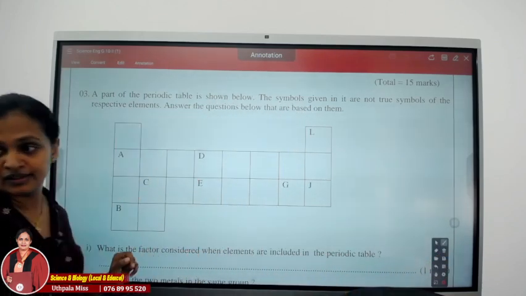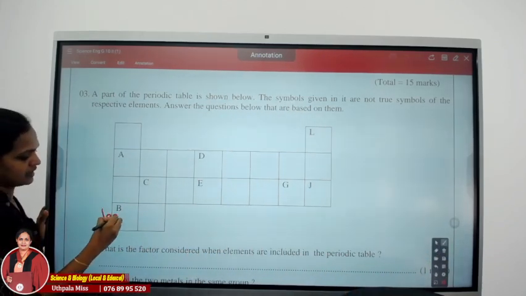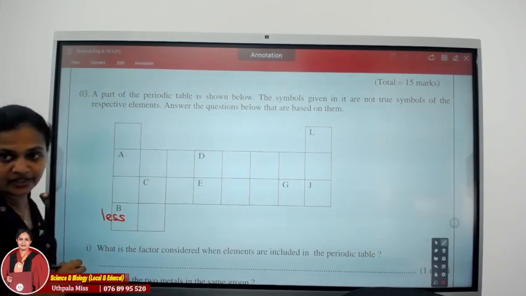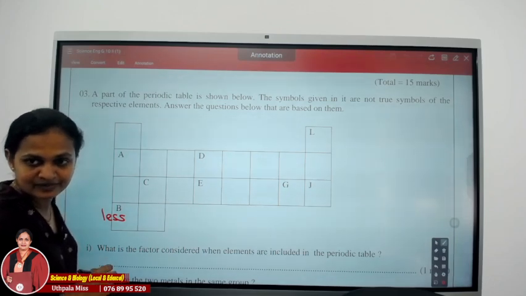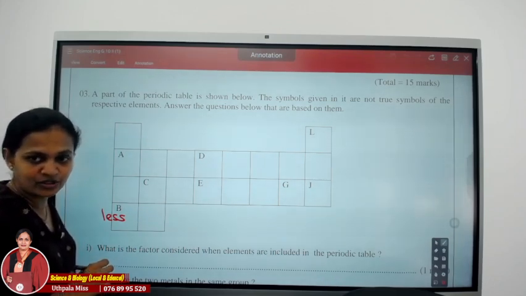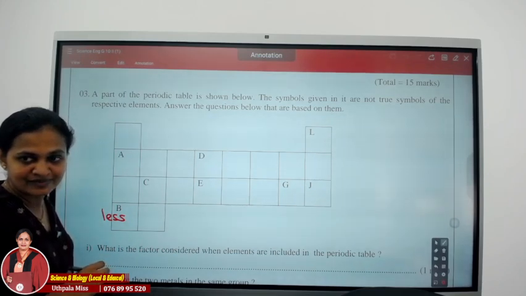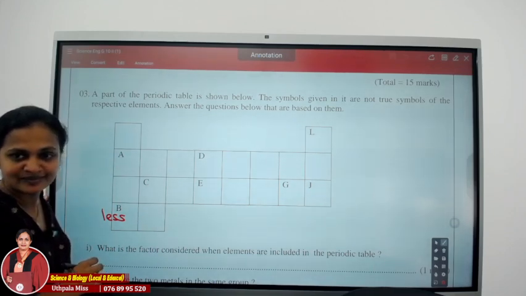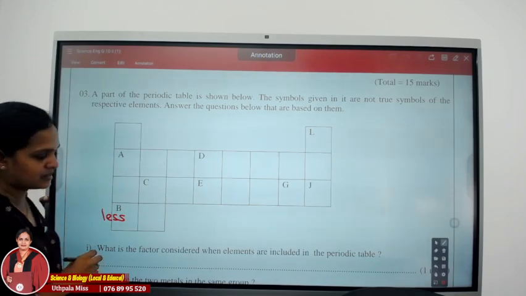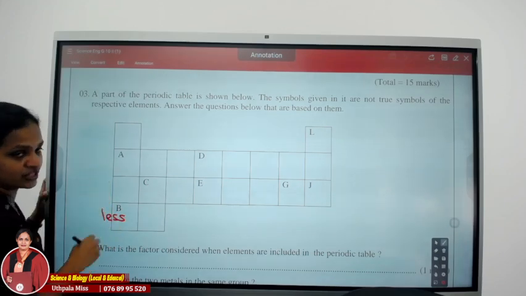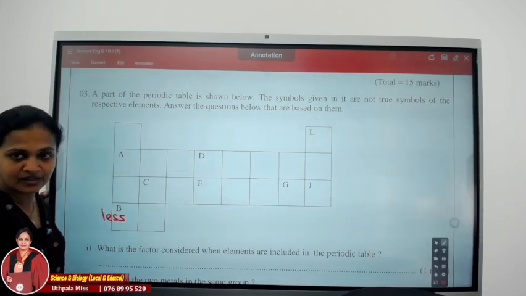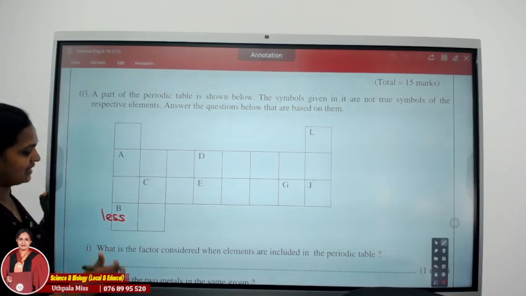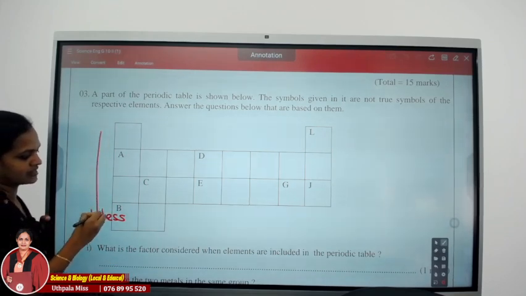Do you agree? B has less first ionization energy than A. Do you agree with this statement? No. None of you agree. Hands up those who agree. It says B has less first ionization energy than A. There are 2, 4, 6, 7, 9, 10, 11. 11 of you agree.